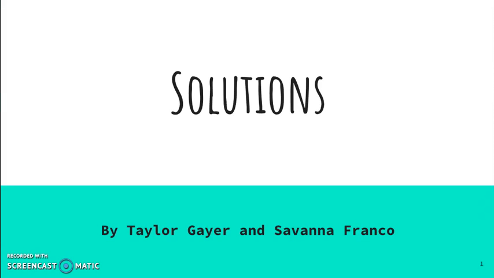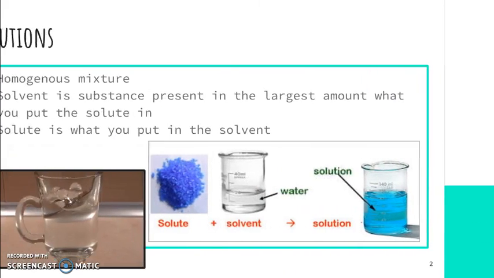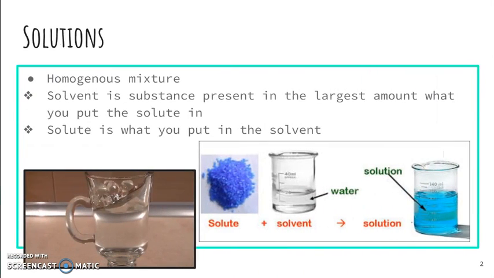And we're here to tell you about solutions. What is a solution? Well, a solution is a homogeneous mixture. A homogeneous mixture is a mixture which has uniform properties throughout, meaning it looks completely clear of pieces, for example, milk, blood, or water.